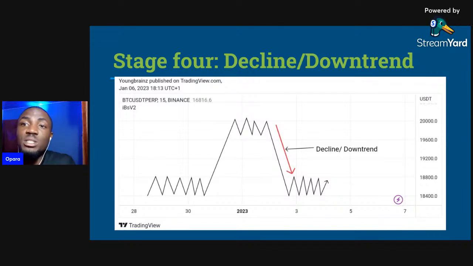Okay, so this is the fourth and the final stage, because you can see, like I told you, the market cycle. So after the decline, what happened? You can see the market began to form the accumulation again. But this time around, we call it the reaccumulation.